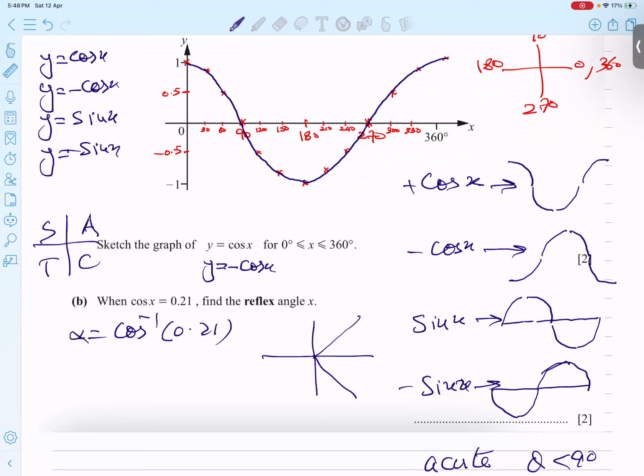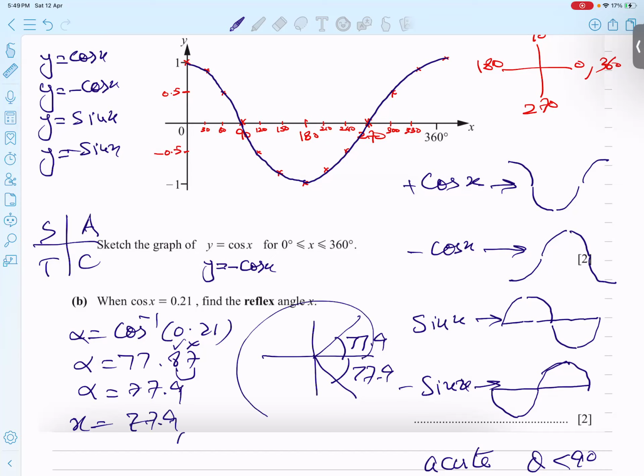Now we get cos inverse 0.21, and I'm getting here 77.87. If I round it to 1 dp, I get alpha 77.9 degree. So make the x line and x axis. The first answer of x is 77.9 degree, the first angle. And the second angle is 360 minus this. So I got 360 minus 77.9 degree. So I got two angles: one angle is acute and the second is reflex angle.